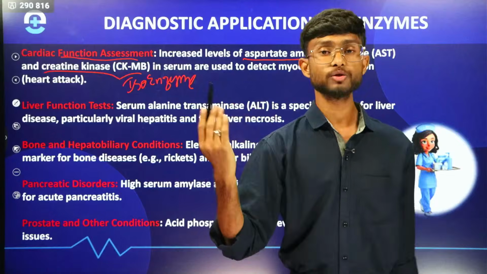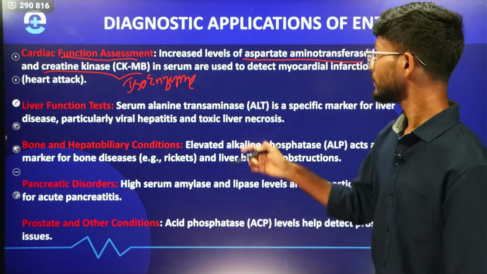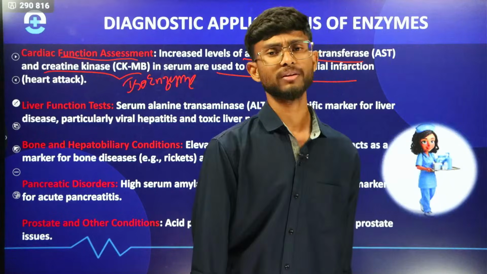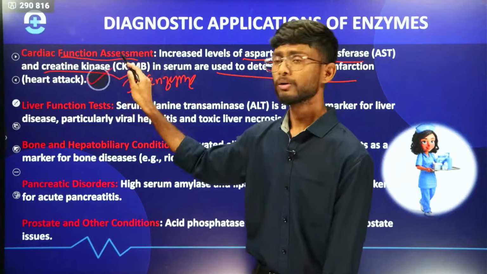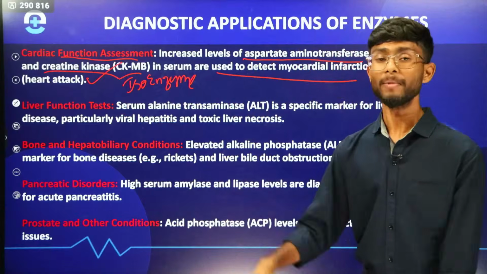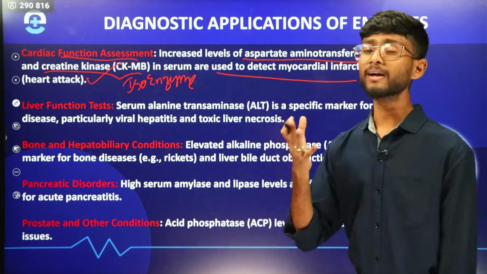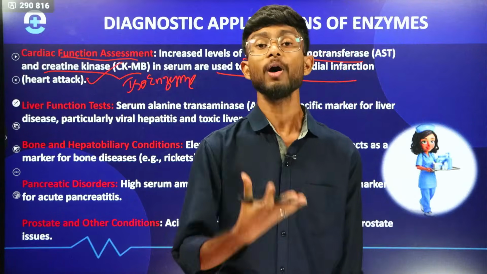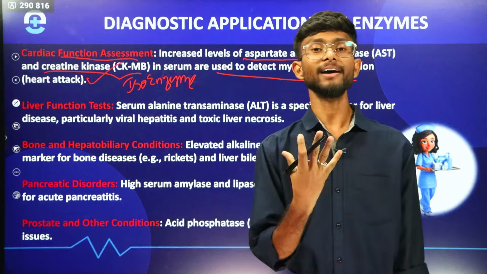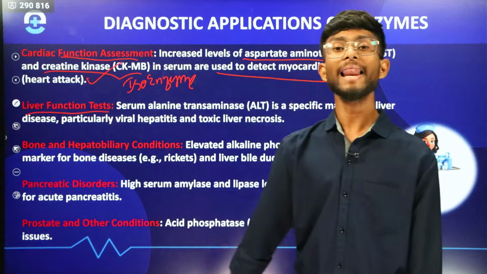This is an isoenzyme, and you can check it in the serum. It is used to detect myocardial infarction, that is heart attack. To assess a heart attack, you need some enzymes, that is CK-MB and also AST. These are the enzymes which are useful to assess the function of the cardiac system.